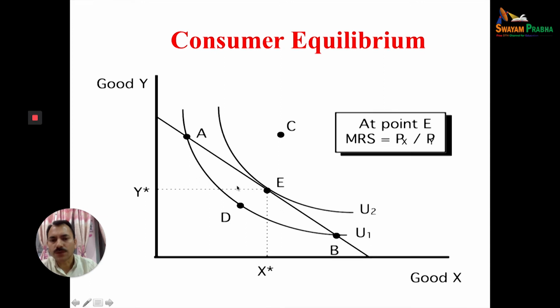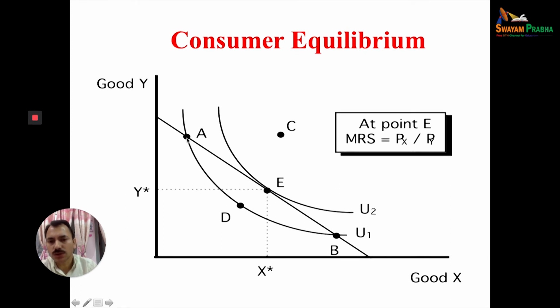Now what is the equilibrium? I have told you that the point where the budget line is tangent with the indifference curve, this E, is the equilibrium point, where the marginal rate of substitution equals the price of X divided by the price of Y. When the consumer purchases OX and OY commodity, then this point shows the consumer equilibrium.